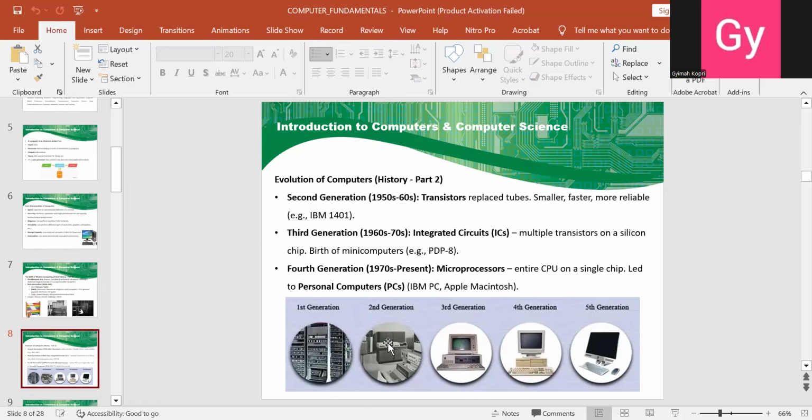And that one has multiple transistors. Within an IC, we what? Embed hundreds, thousands and millions of transistors in it to make it one unit or module. So here we have the silicon chip spearheading everything. So that is where we give birth to mini computers. And an example is the PDP-8. Fine, then we went to the fourth generation, somewhere within the 1970s to our present time.